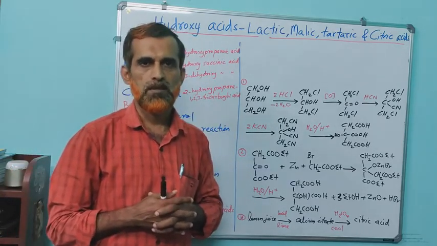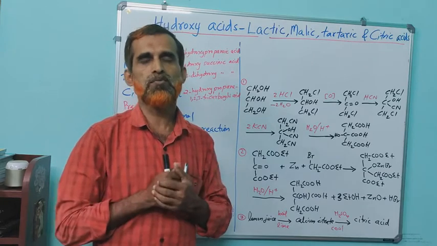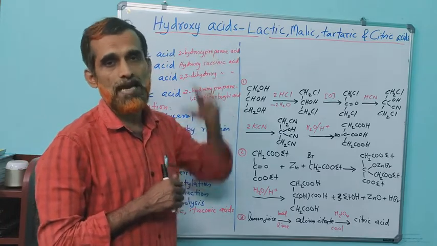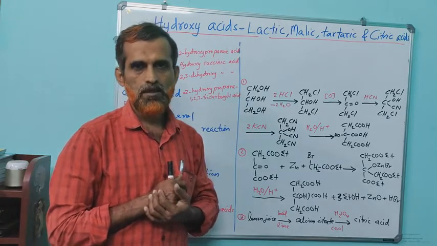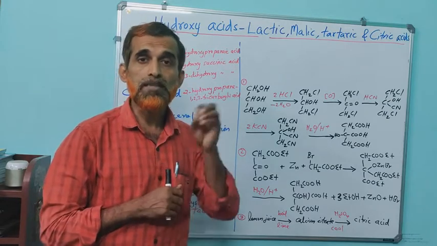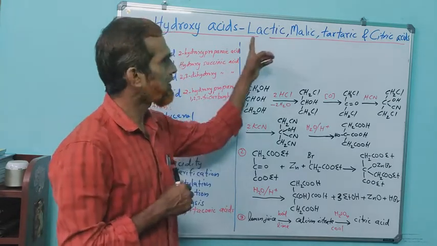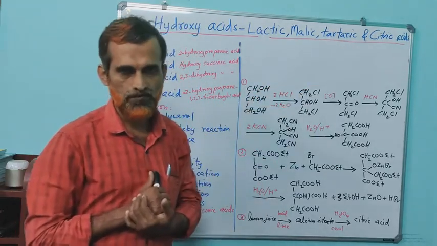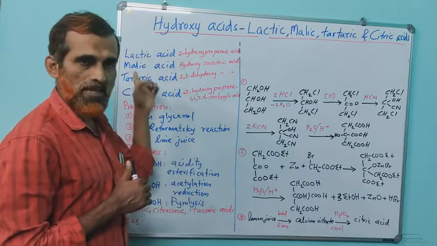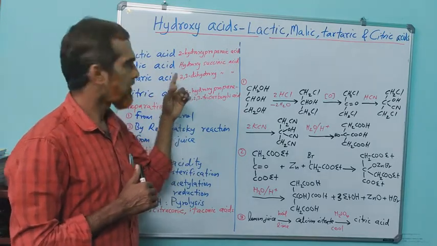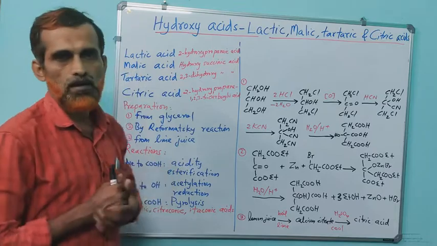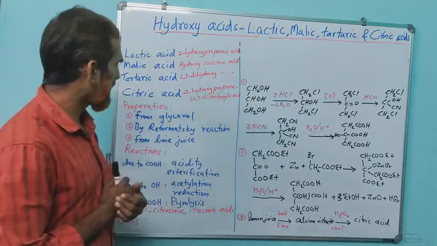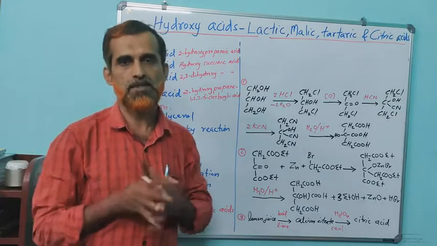Today we discuss some individual members of carboxylic acids. We have hydroxy acids, carboxylic acids containing an OH group as well. Members are lactic, malic, tartaric and citric acids. We will discuss the first three first, and for these we have to discuss only the structure, and regarding citric acid we have a detailed discussion.